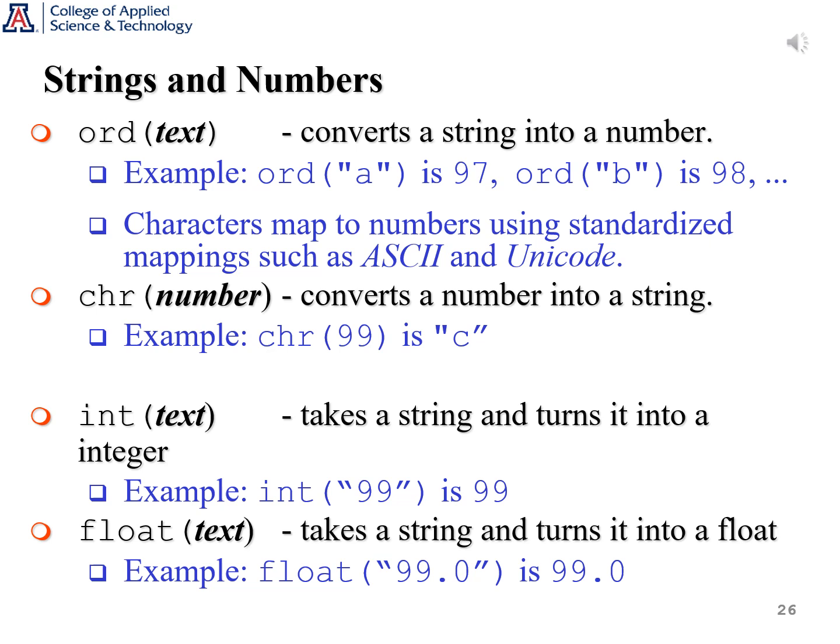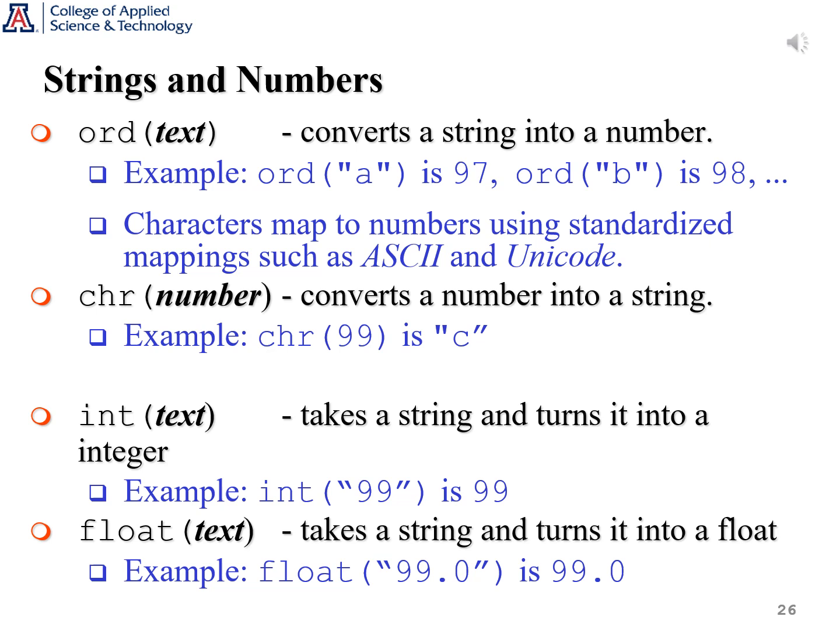This slide talks about strings and numbers. If you use the command ord and put a character in it, this will convert a string into a number. For example, if you say ord and put between quotation marks the letter A, the number for that would be 97 in ASCII. And if you do ord for the letter B, it will be 98. As I said, this is the character map of numbers using a standardized mapping such as ASCII or Unicode. You can also convert a number into a string using chr.